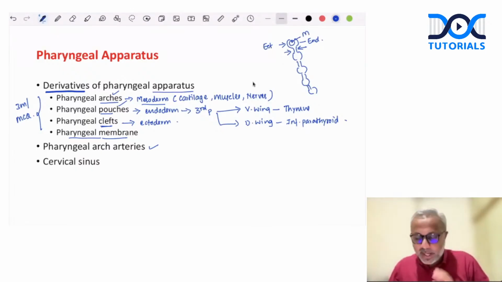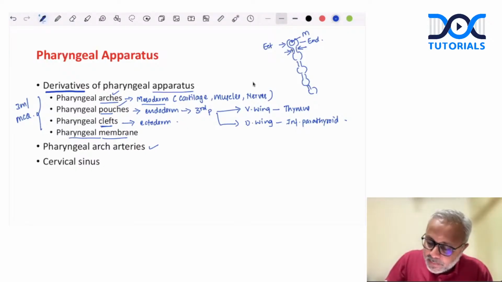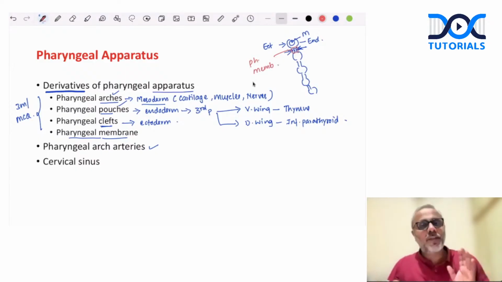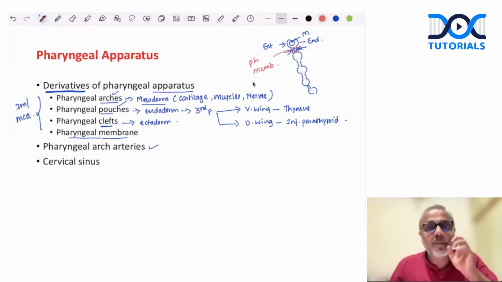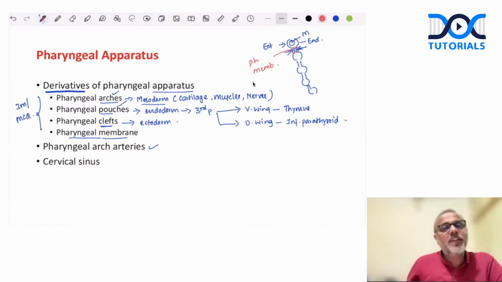At one point where the ectoderm, endoderm, and the mesoderm all lie together, this area is what we call the pharyngeal membrane. And we need to remember only one pharyngeal membrane that exists, between the first arch and the second arch, which gives rise to, yes, the tympanic membrane. The tympanic membrane, remember, is the only structure that develops from 3 germ layers, ectoderm, endoderm, and mesoderm, and this is how it develops, right? So this is what we need to remember for the pharyngeal membrane.